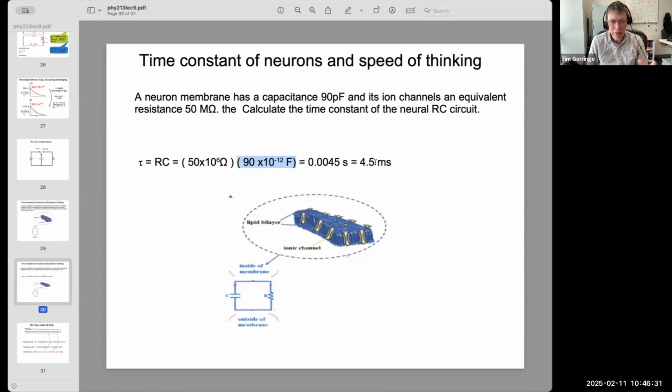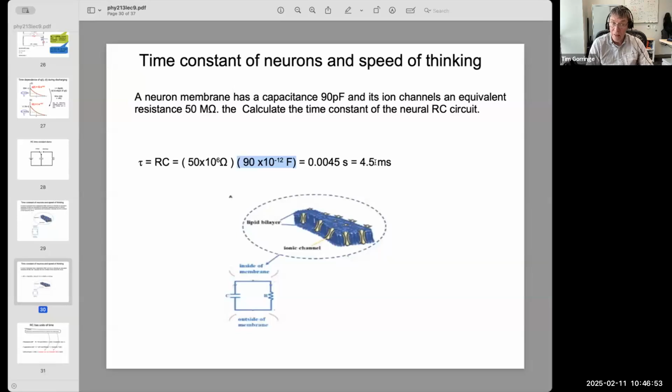This is a really interesting problem because it sets the time scale for how fast we can think things through, right? Neurons switch on and switch off, and that's what they're doing when we're thinking, on this sort of hundredths of a second timescale. So this is the speed of thinking.